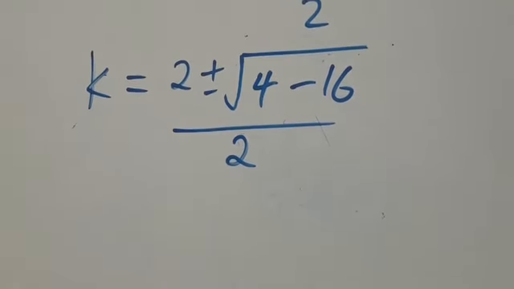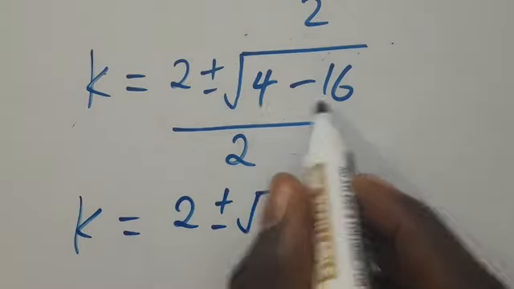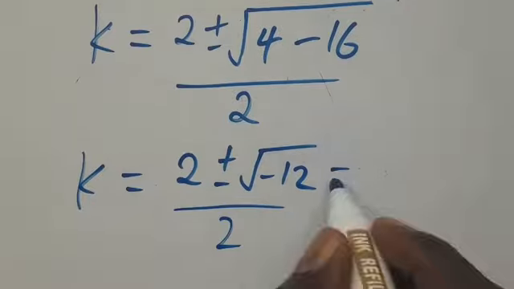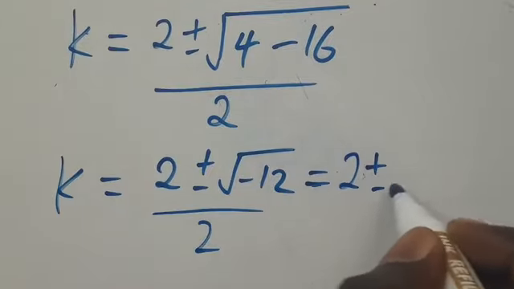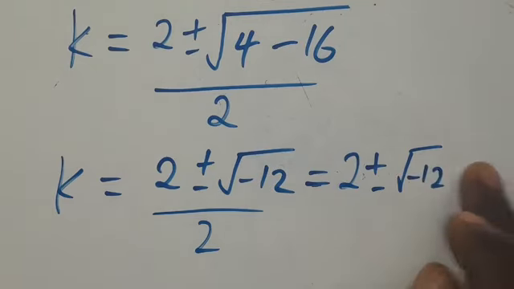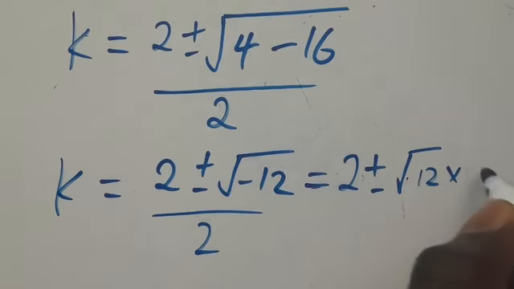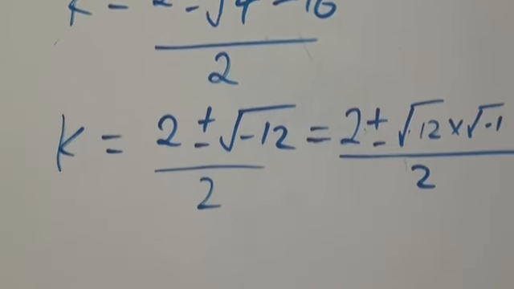So from here we have our k to be equals positive or negative root of 4 minus 16, which will be minus 12, then divided by 2. This can be simplified as 2, positive or negative, root of minus 12 multiplied by root of minus 1, all divided by 2.